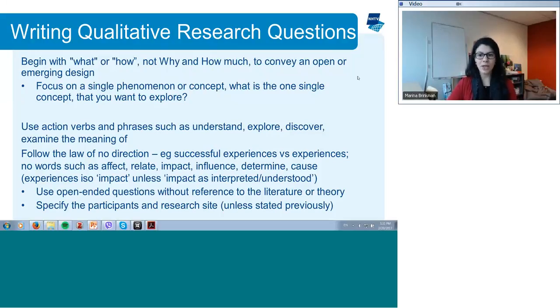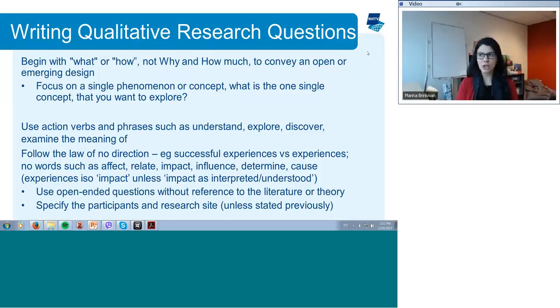Meaning, if you're interested in experiences, then you will have to force yourself to think in experiences and not, for instance, in successful experiences. Because if already in your questions you have the words successful experiences, that will limit you from finding out about possibly not so successful experiences.